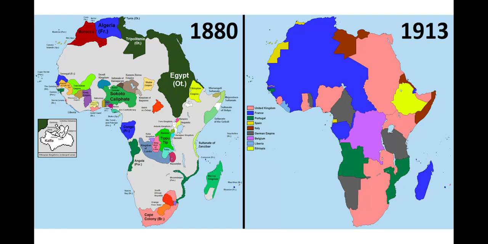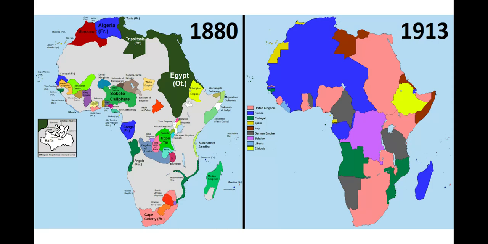If you look in 1880, this map of Africa shows all of the different kingdoms, principalities, and caliphates that existed in Africa, primarily in sub-Saharan Africa. You can see the sort of complexity of these areas in 1880. By 1913, at the dawn of World War One, the continent was almost entirely carved up by European powers.